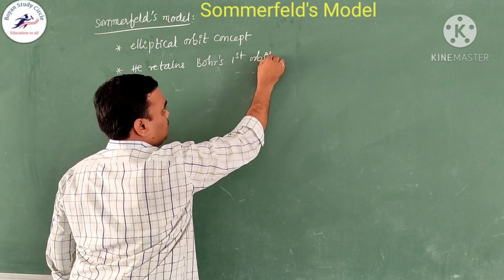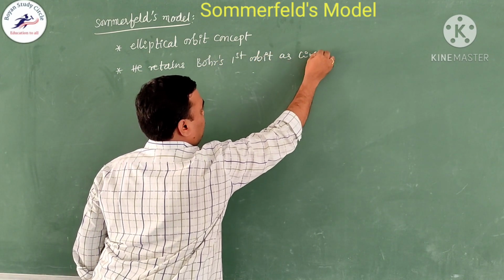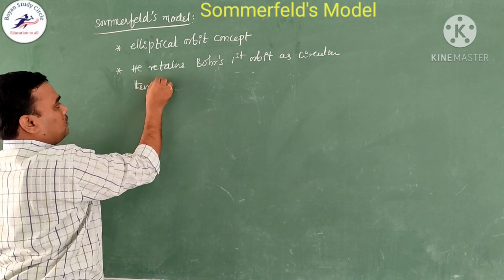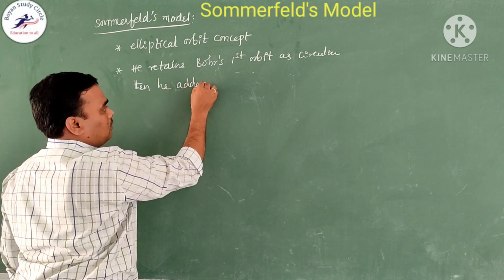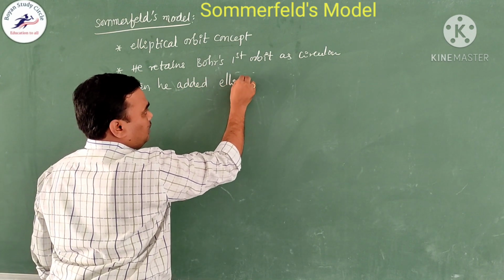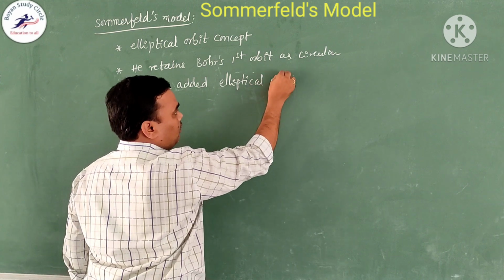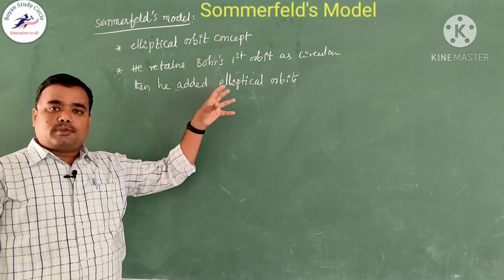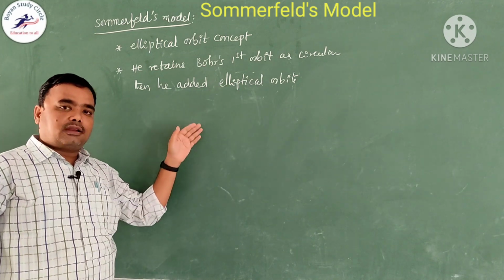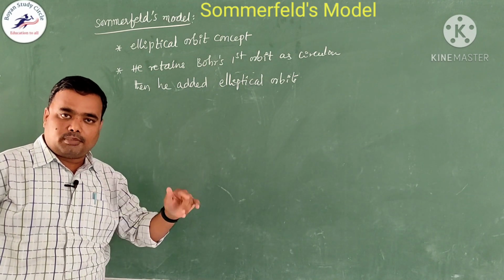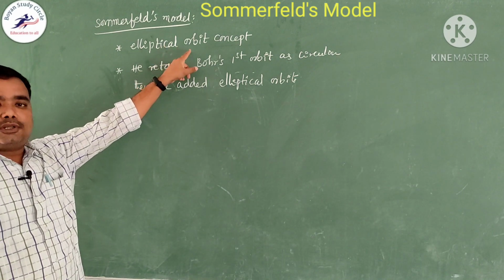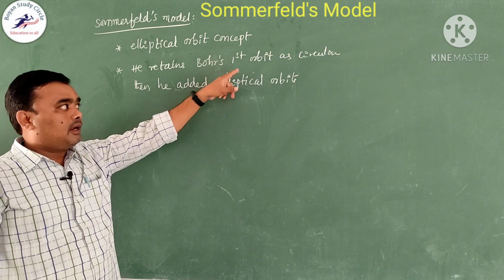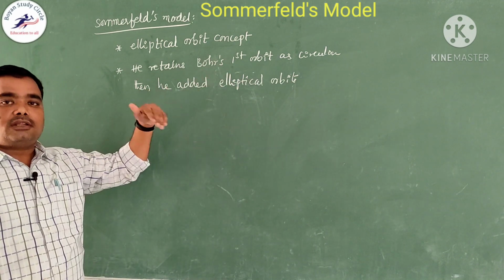He retains Bohr's first orbit as circular. Then he added elliptical orbits. As per Bohr's model, all the orbits around the nucleus are circular, but he introduced the elliptical orbit concept. He retains the first orbit as circular, and then he adds the elliptical orbits.